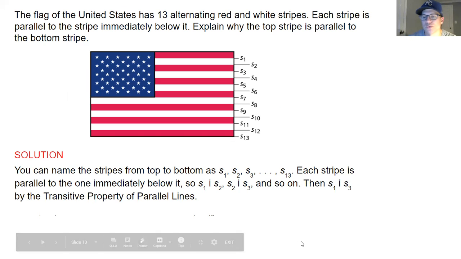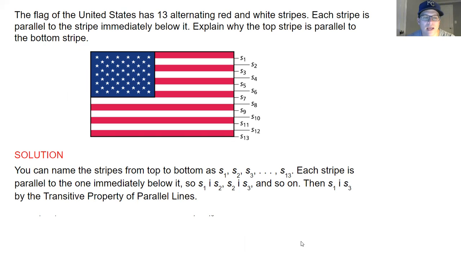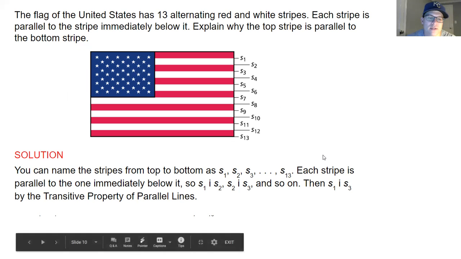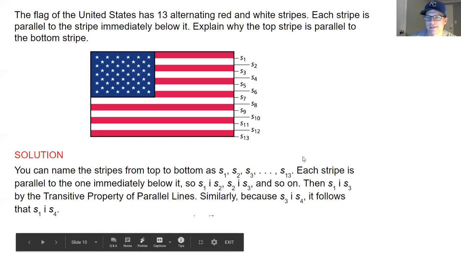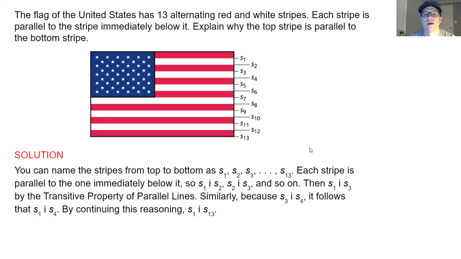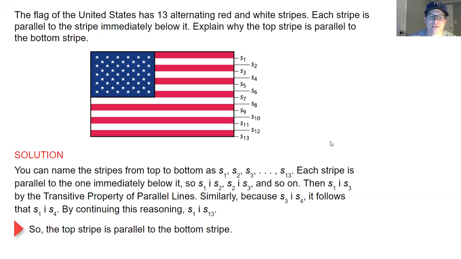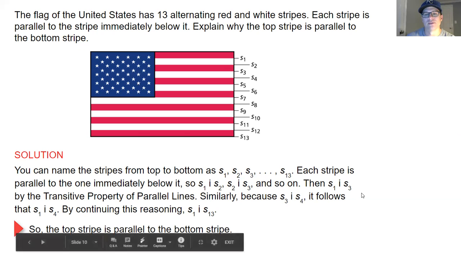So based on the transitive property, S1 is parallel to S3, and then you go from 3 to 4. S1 is parallel to S4, and you're pretty much just connecting the dots of that reasoning until you get all the way to S1 is parallel to S13. So based on the transitive property of parallel lines, if each pair is parallel to the one before it, then the first one is parallel to the last one. And that is the end of the video.